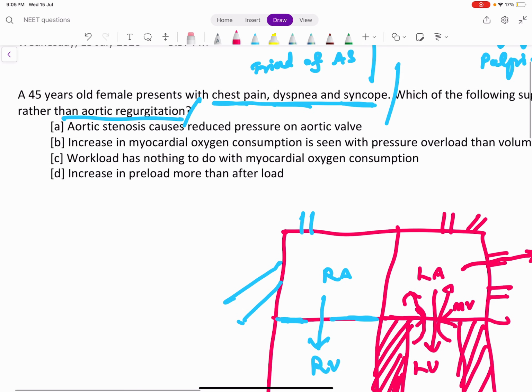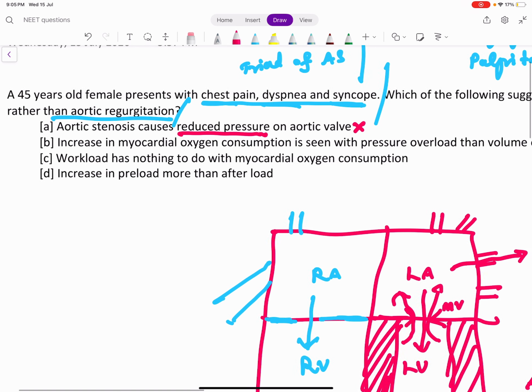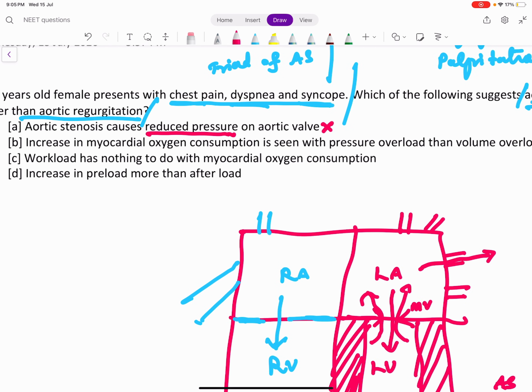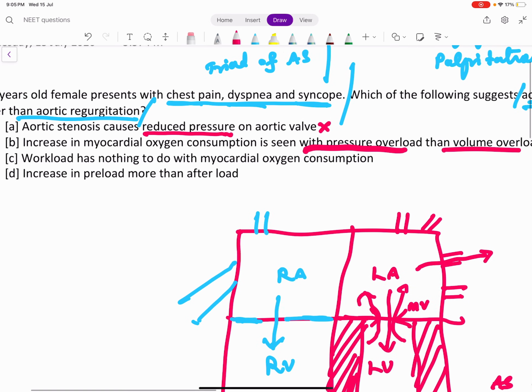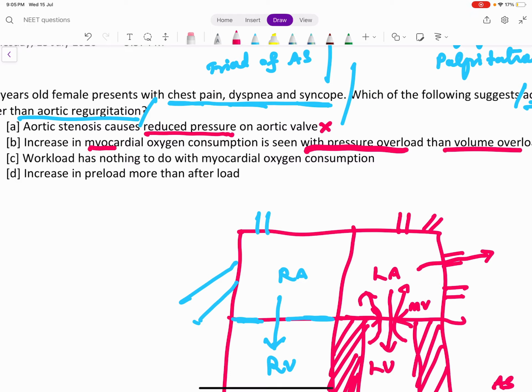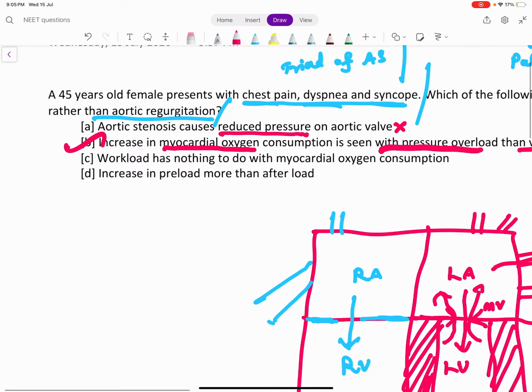Aortic stenosis causes reduced pressure on the aortic valve. No. In aortic stenosis, left ventricular pressure is so high due to pressure hypertrophy that it causes increased pressure on the aortic valve. So this is the wrong option. Increase in myocardial oxygen consumption is seen with pressure overload than with volume overload. Yeah, correct. This is what we had discussed. The ischemia or chest pain in aortic stenosis is due to demand supply mismatch, whereas in aortic regurgitation it is due to coronary hypoperfusion. So this is the right answer.